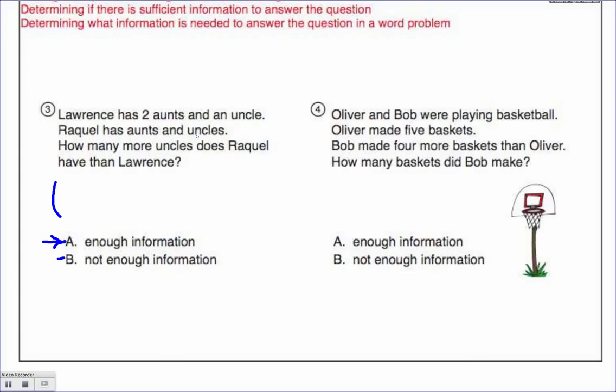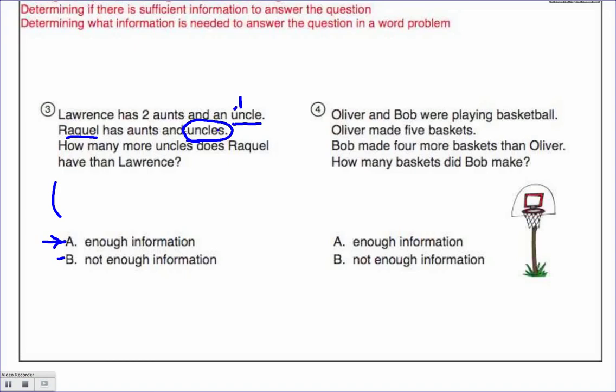Raquel has aunts and uncles. How many more uncles does Raquel have than Lawrence? Well, to figure that out, we'd have to know how many uncles Raquel has, and then we could subtract. It says Lawrence has an uncle, meaning he has 1 uncle. We could do this number minus this number.